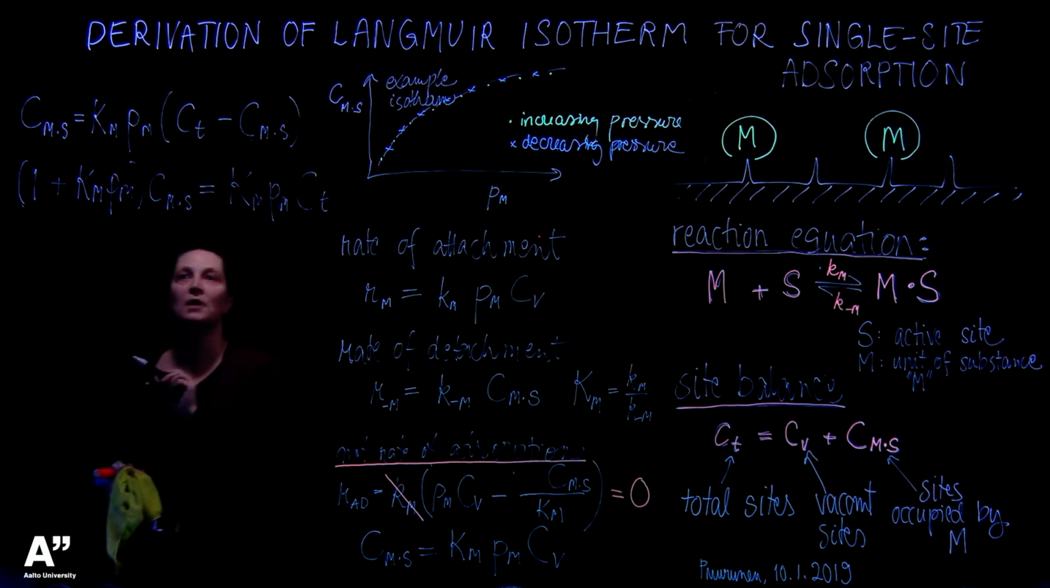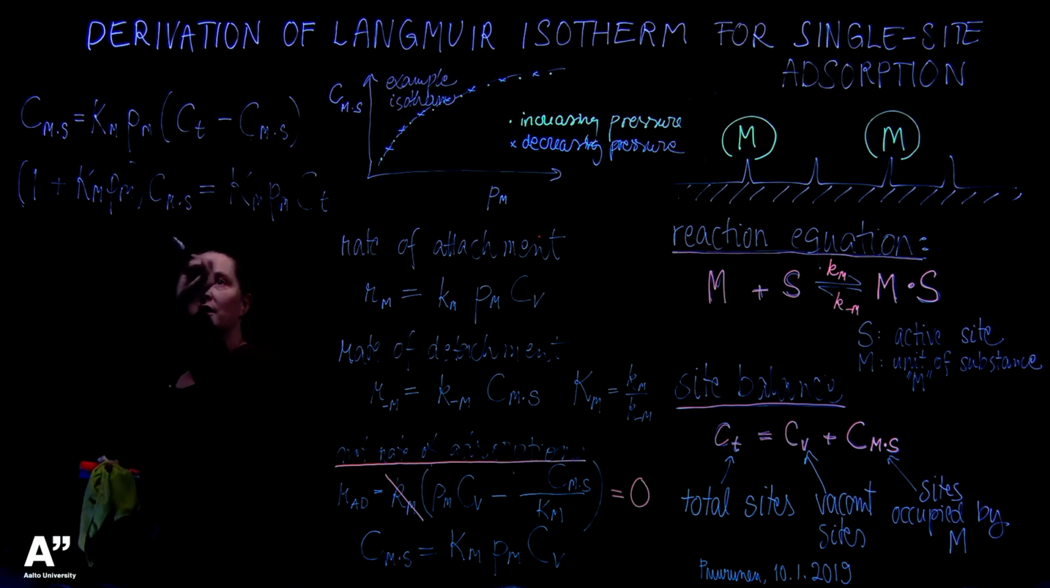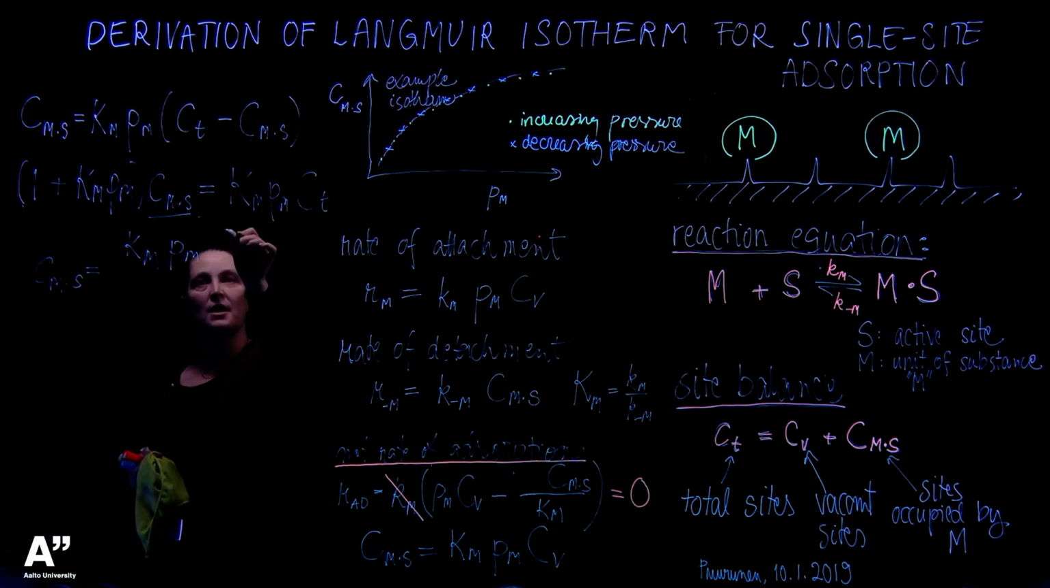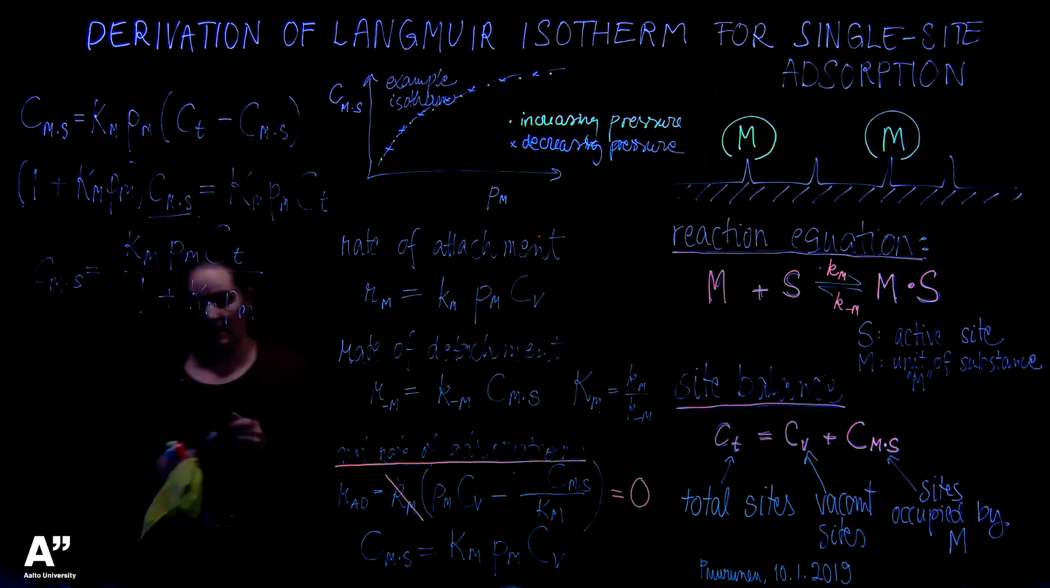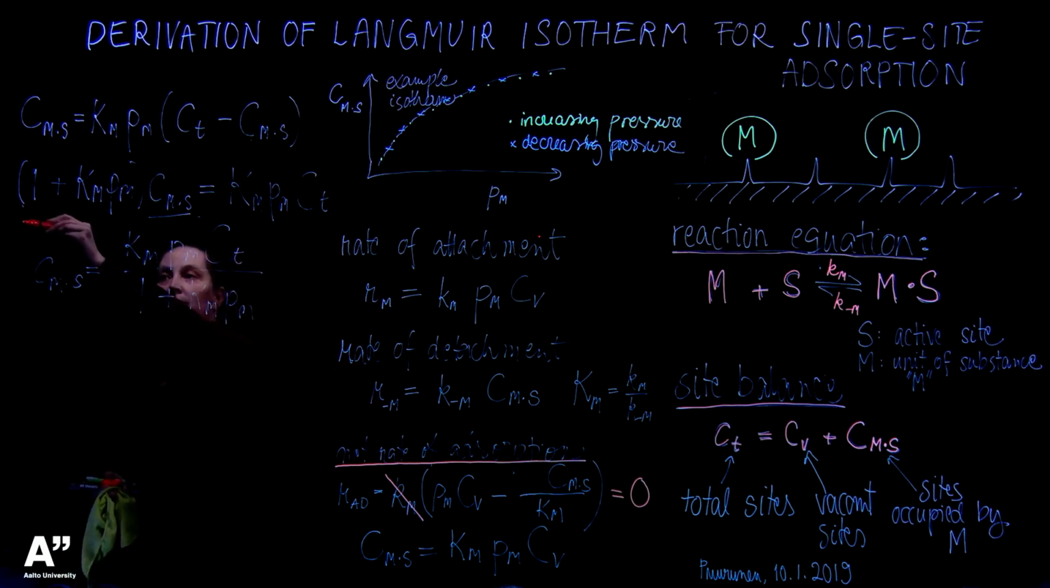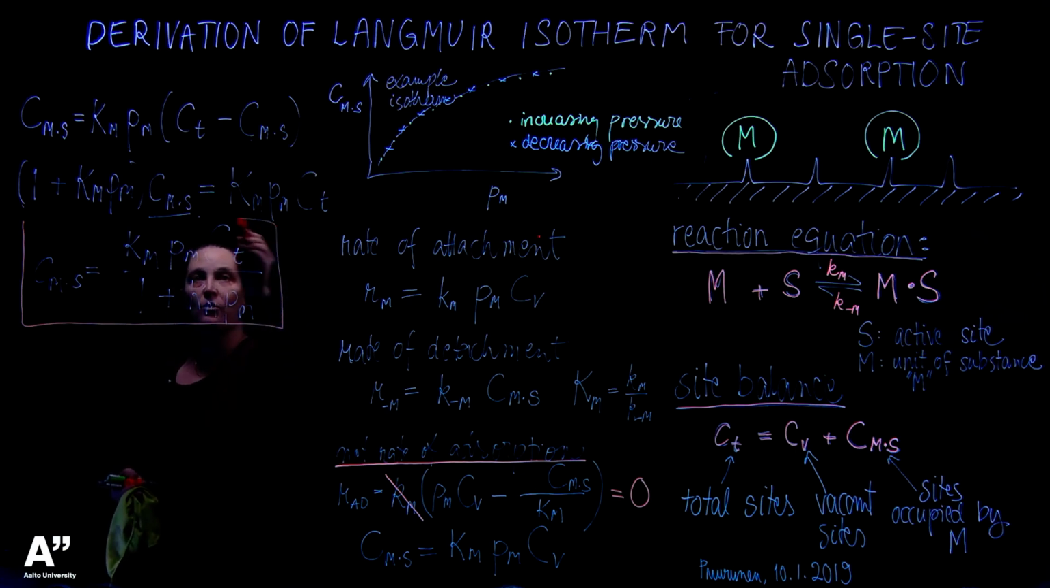Now I'm very close. I just want to throw that to the other side and solve for the concentration that I am interested in. Cm.s equals Km, so equilibrium constant, times partial pressure in the gas phase, times Ct, so the total amount of sites, divided by 1 plus Km Pm. Here we have the Langmuir adsorption isotherm. This is what we were looking for.